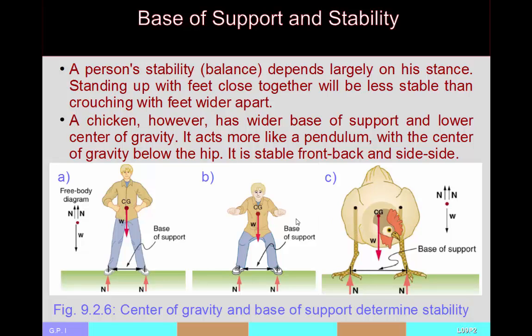Side to side, it acts almost more like that refrigerator in that you can tip it enough and it will fall over sideways. Chickens tend not to fall on their face, however, as a result of this center of gravity being relatively low compared to where its base of support in that direction is.